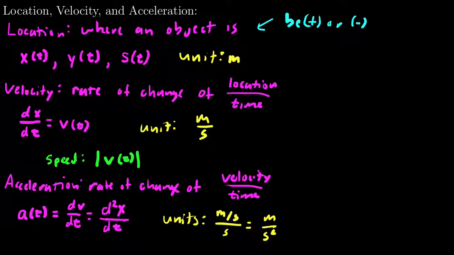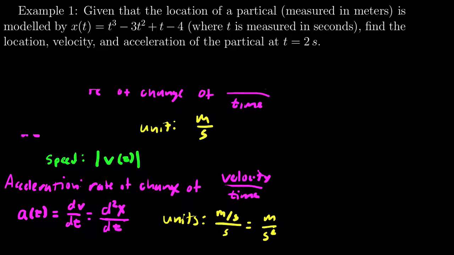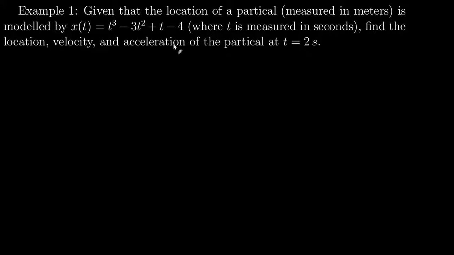Alright, let's see an example of just using these. So I am given the location, measured in meters, t is measured in seconds. I want to find the location, velocity, and acceleration when t is 2 seconds. So to find the location, let me actually notate that. So for location, well, I just use x of t.